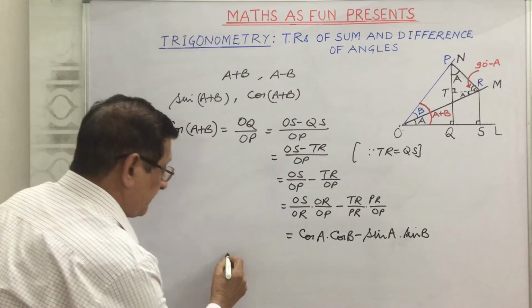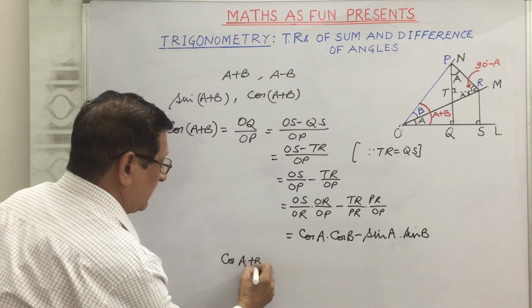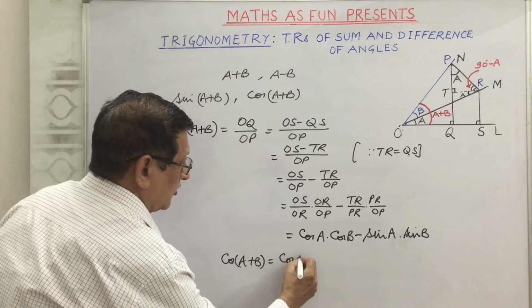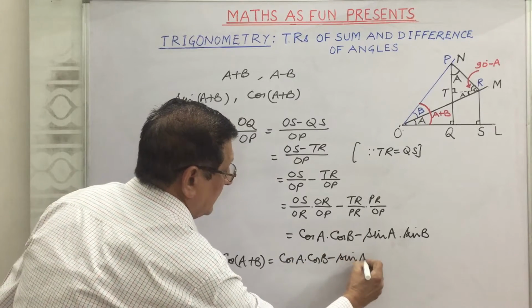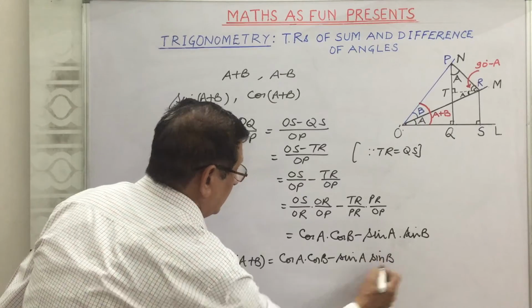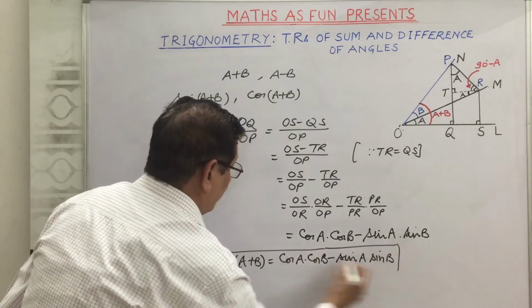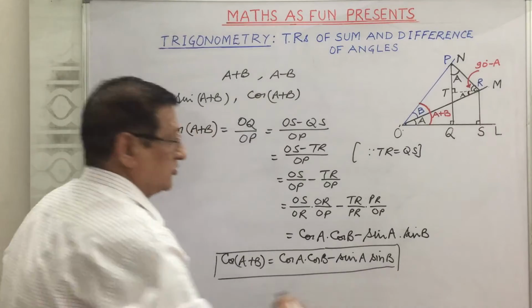It means we find the formula for cos of A plus B is cos A into cos B minus sine A into sine B. This becomes the formula for cos A plus B.